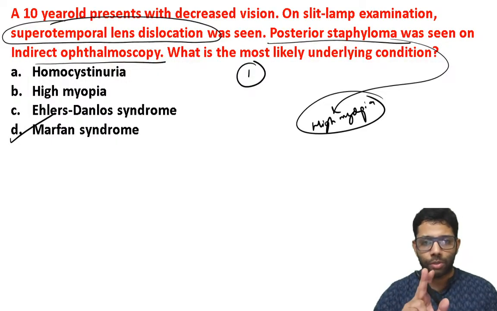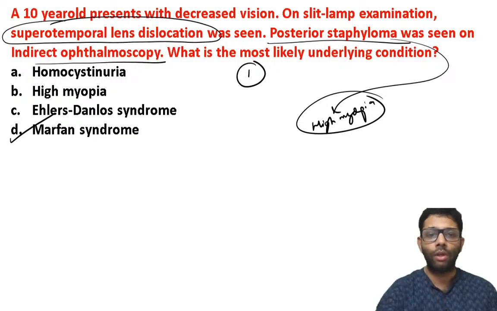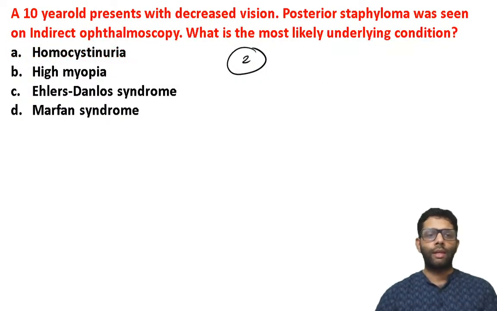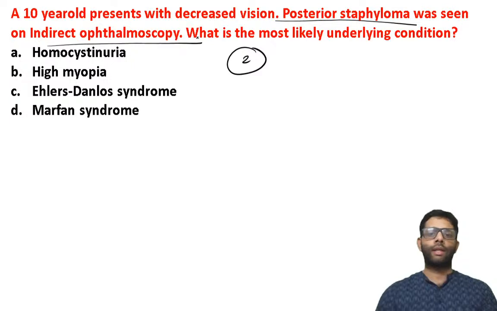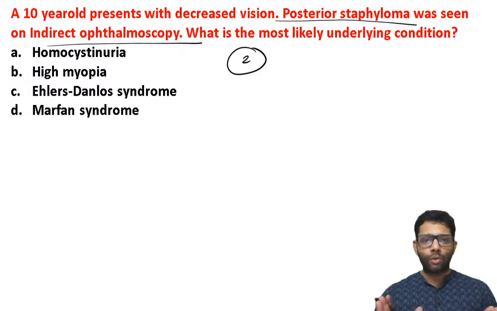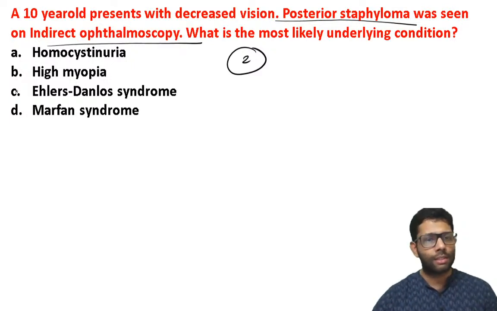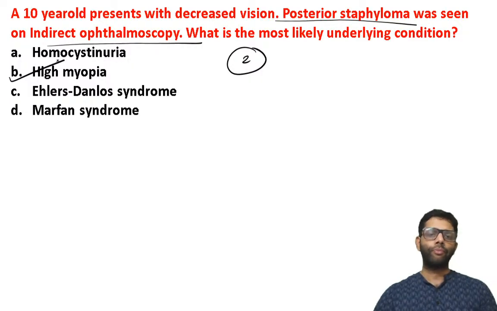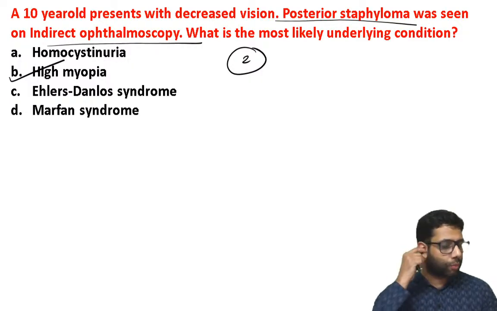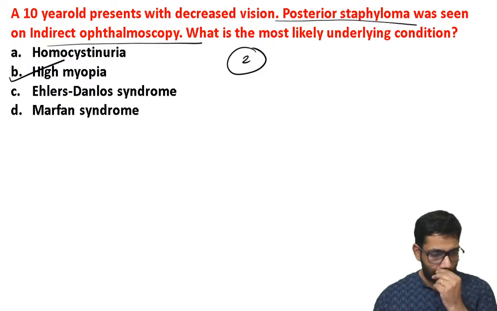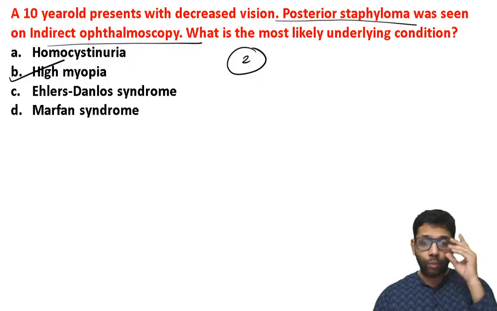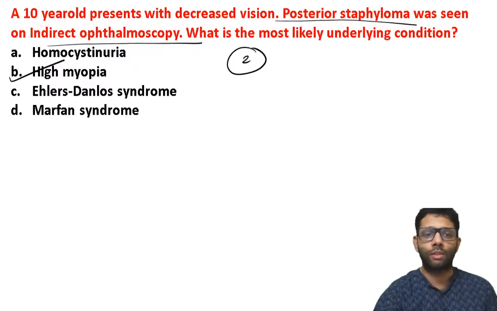So let me know if option 1 was the question or option 2 was the question, in which a 10-year-old patient presented with decreased vision and only posterior staphyloma was seen on indirect ophthalmoscopy. What is the underlying condition? Here lens dislocation was not given. So here the answer is directly high myopia. So let me know, option 1 or option 2. Roshan, Shreya, Mini, Ketan, let me know, was it 1 or 2?